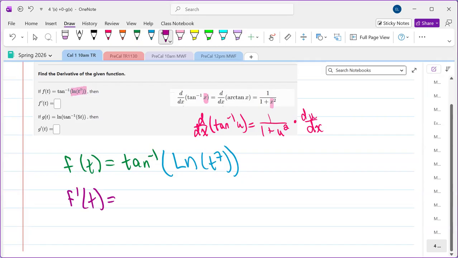All right, so our outermost function for f of t here is arctangent. So I'm going to use my derivative formula. So it's going to be 1 over 1 plus thing squared. Thing is natural log of t to the 7th. Now we're going to multiply by the derivative of the natural log of t to the 7th.